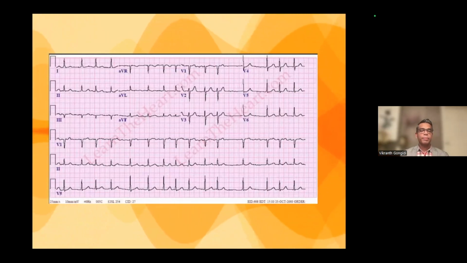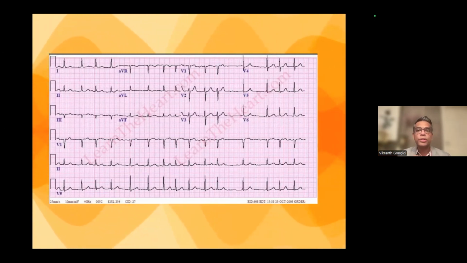Here's an example where the RR intervals have no regularity to them. Some are slow, some are fast. And when you look a bit more closely, you can't find any P waves associated with each QRS. You see P waves in V1, which is a good lead to look for P waves. You see some P waves, but they're not necessarily associated with a QRS complex. So this is an example of atrial fibrillation.